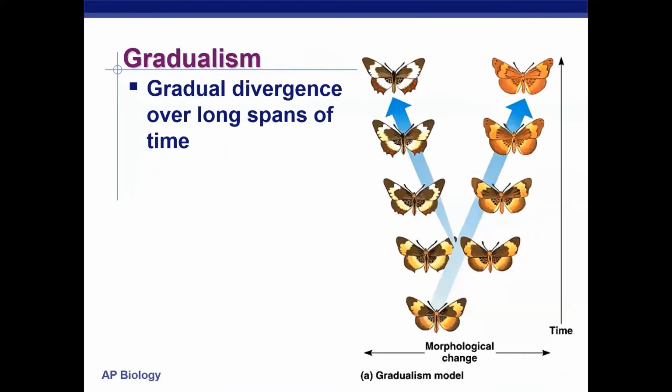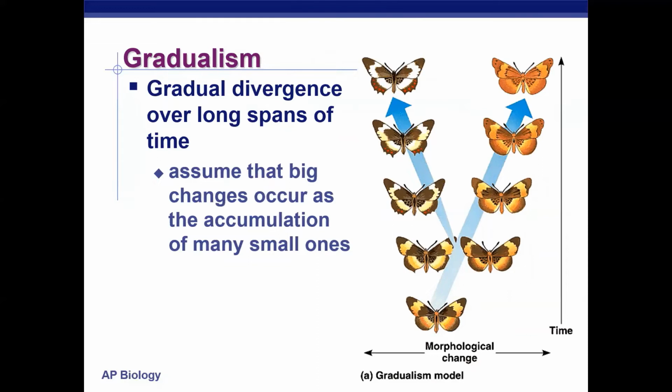So once again, gradualism is this idea that a population splits, for example, here, and then slowly over millions of years, they start to accumulate small little adaptations until they become so different that they become different species. And once again, we're talking millions of years, very gradually becoming different species.